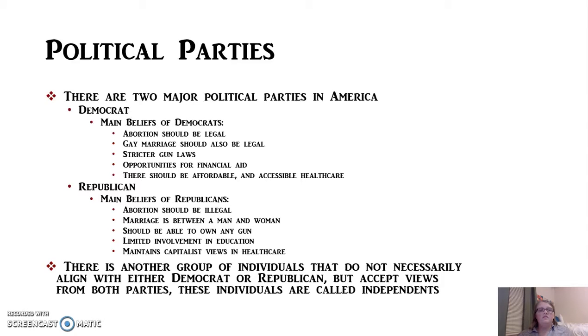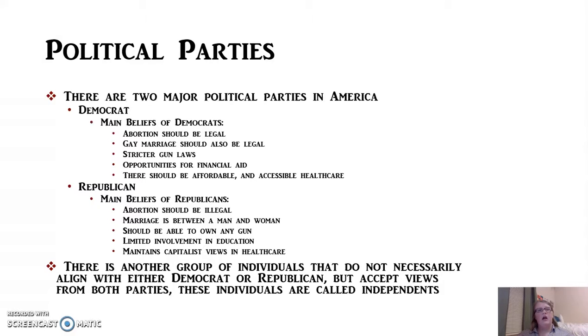Now, Republicans, they differ in their beliefs. Republicans believe that abortion should be illegal and that a fetus at conception is considered a human being, and that is murder. And then marriage is between a man and a woman. Anyone should be able to own a gun. They have limited involvement in education. And they also maintain the capitalist views of private ownership and competition between hospitals and healthcare insurance.